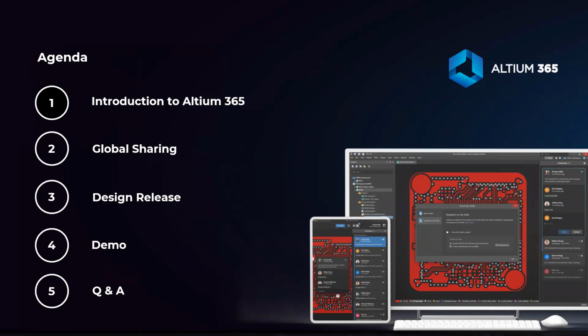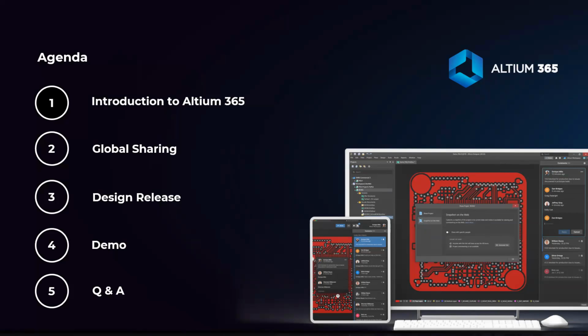Meaning you can share your file with your different teams, maybe your same electronic department team, or if you want to share with your mechanical department team who are working in different locations. We'll see that in detail. Third is your design release. We are going to see how to release your design to Altium 365.